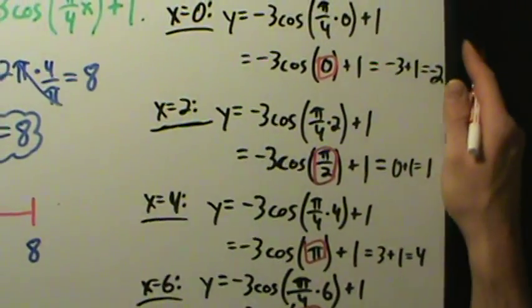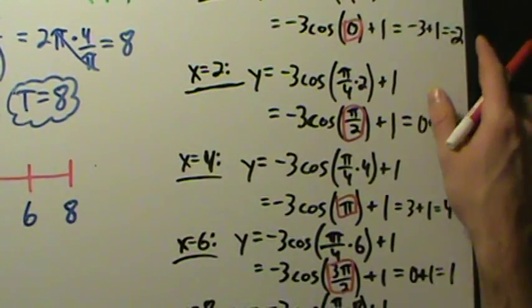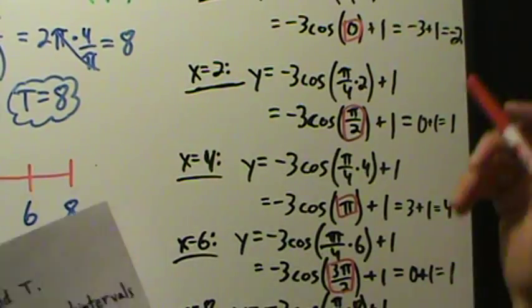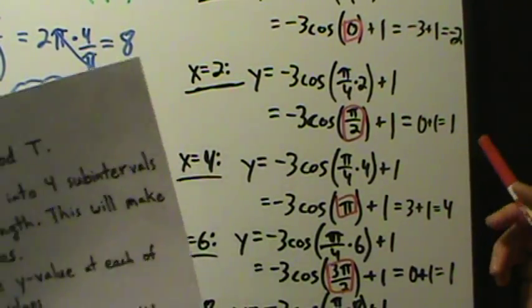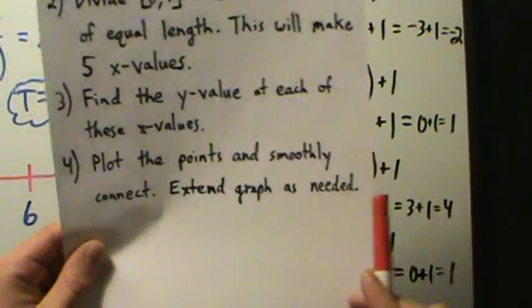But you know, use it to check yourself. Just use it to make sure that you're going on the right track and things like that. But anyway, just wanted to point that out there. So that's a nice pattern to observe. That's a nice thing to know that happens. So now step 4, plot the points and smoothly connect and extend the graph as needed.